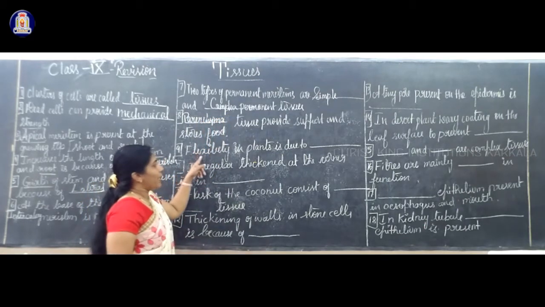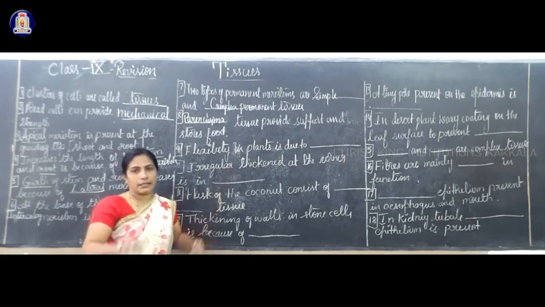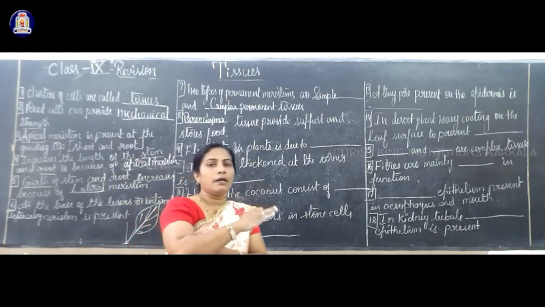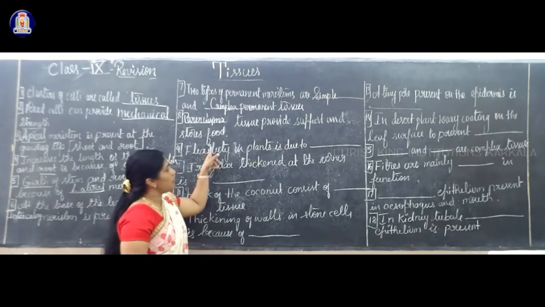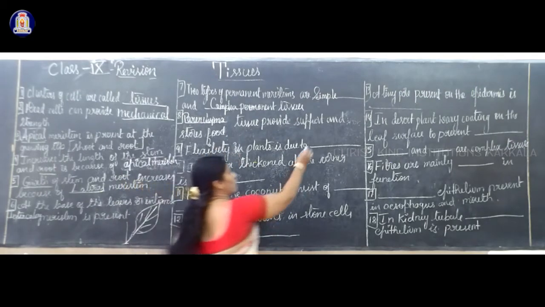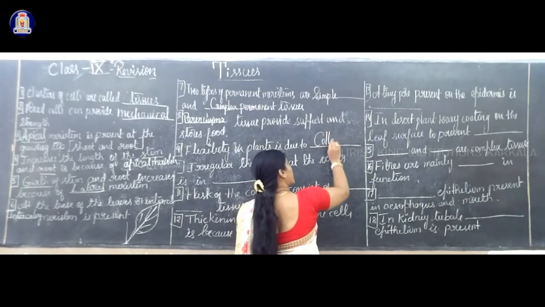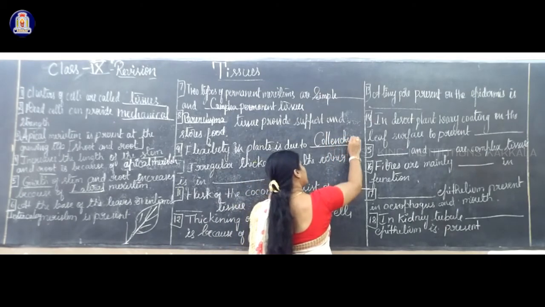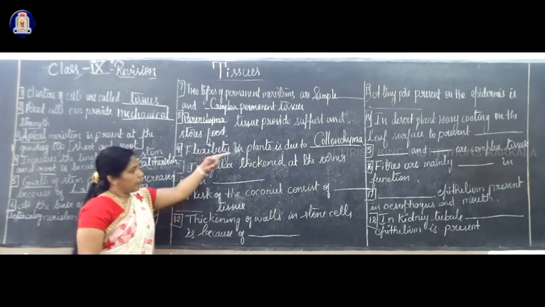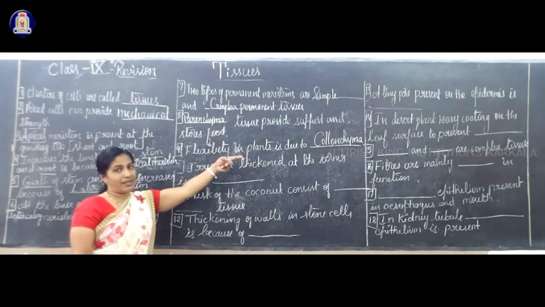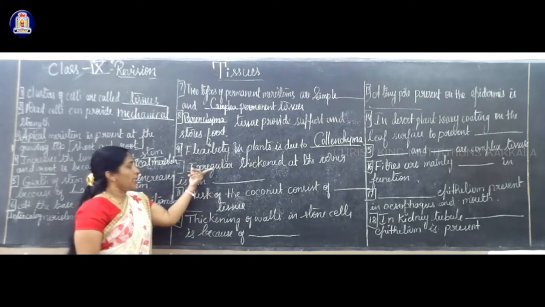Next one. Flexibility in plants. In tender plants, the stem or the branch will bend. Flexibility in plants is due to parenchyma. One more type of simple permanent tissue, parenchyma. Again, parenchyma is meant for cell division. That is one more question.